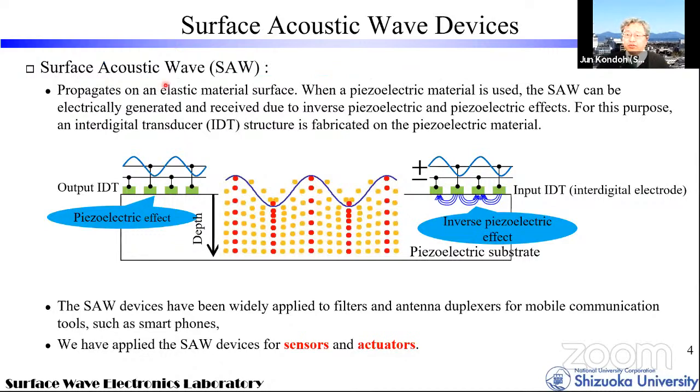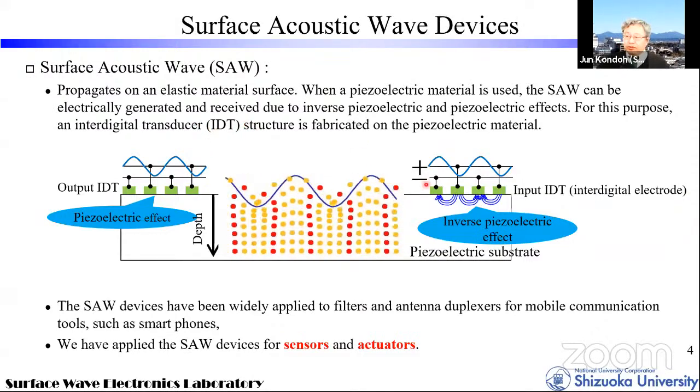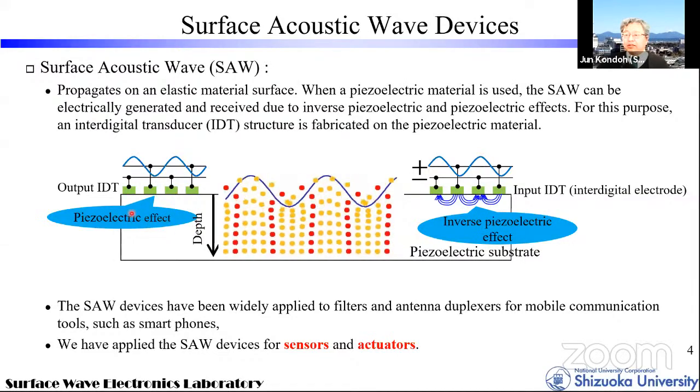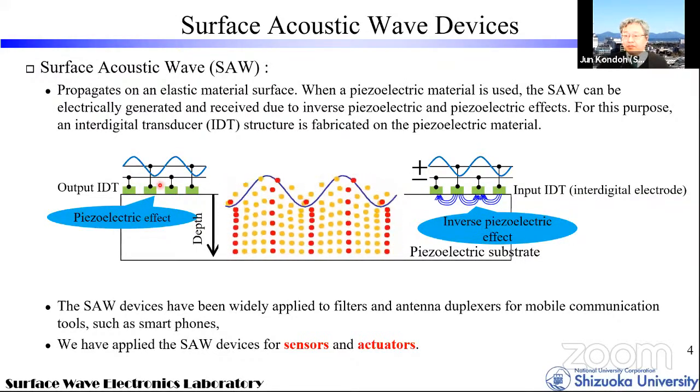Surface acoustic wave, or SAW, propagates on an elastic material surface. Where a piezoelectric substrate is used, the SAW can be electrically generated and received due to the inverse piezoelectric effect or piezoelectric effect. For this purpose, we have utilized an interdigital transducer.